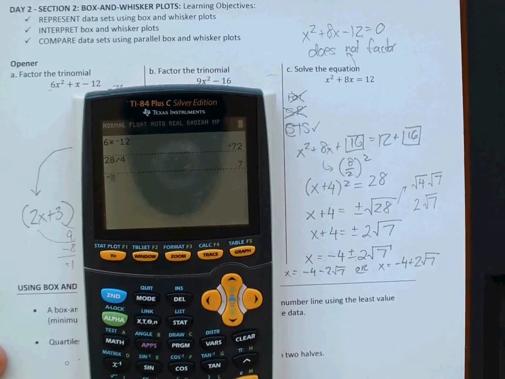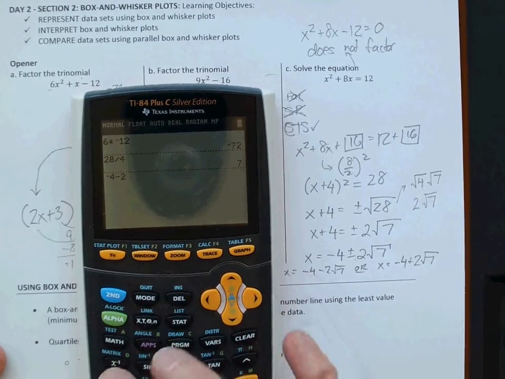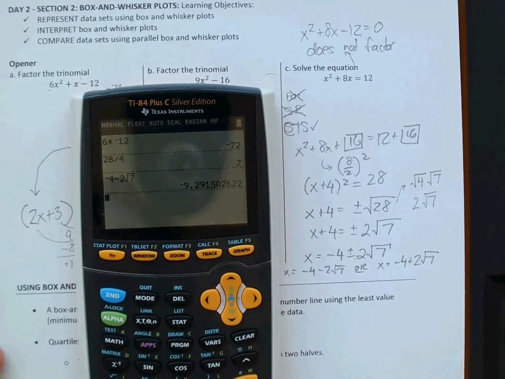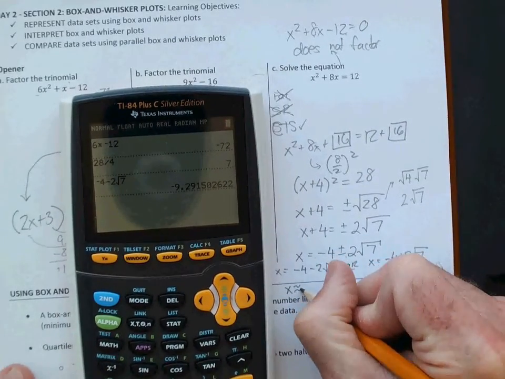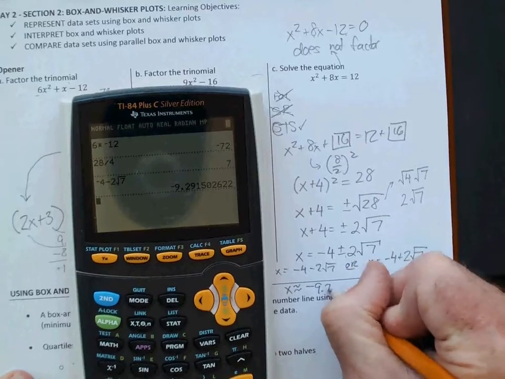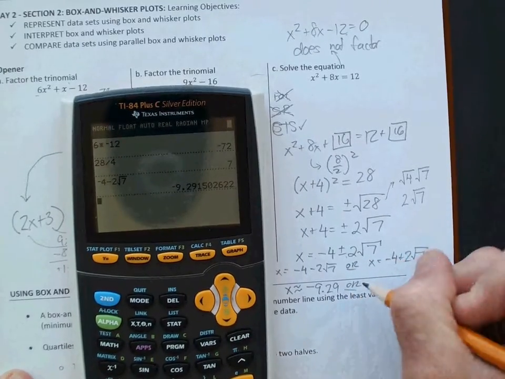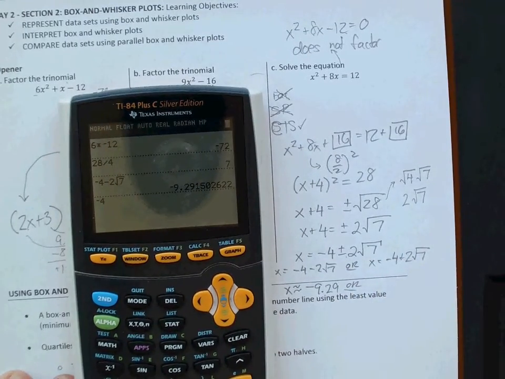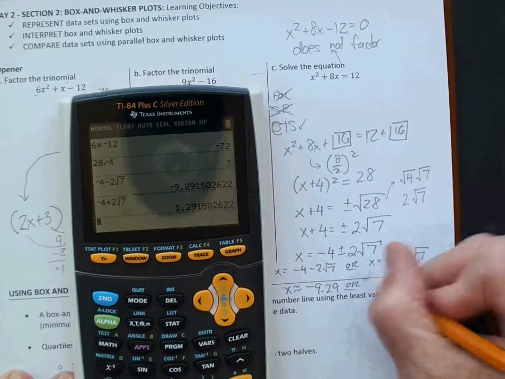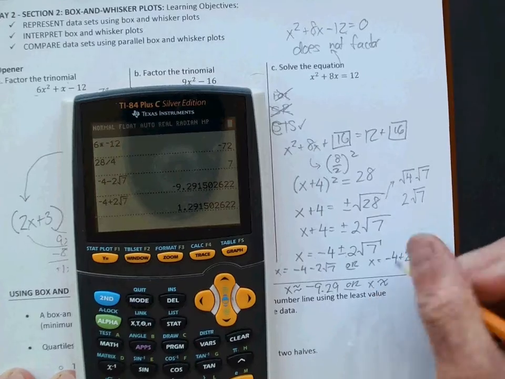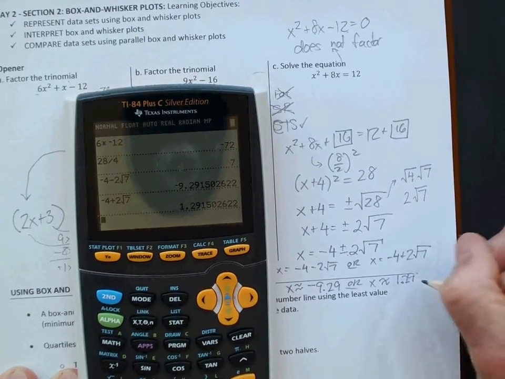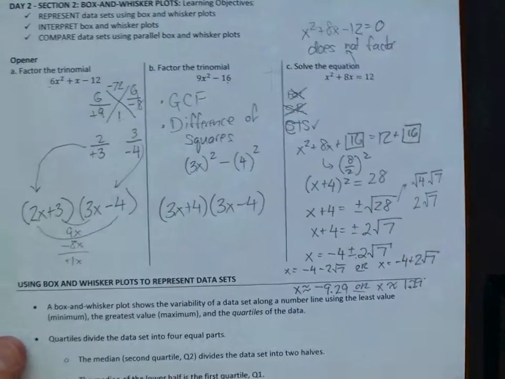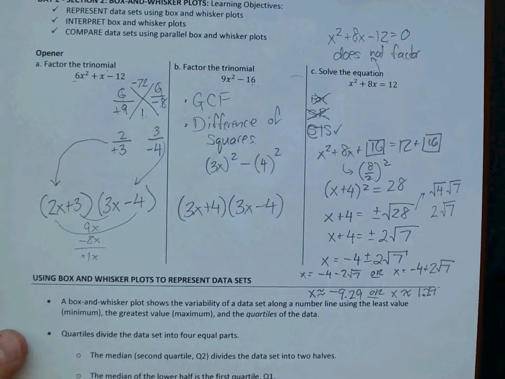So, negative 4 minus 2 square root of 7, I'm getting x is approximately equal to negative 9.29, or negative 4 plus 2 square root of 7, x is approximately equal to 1.29. And that is the final opener for the year.